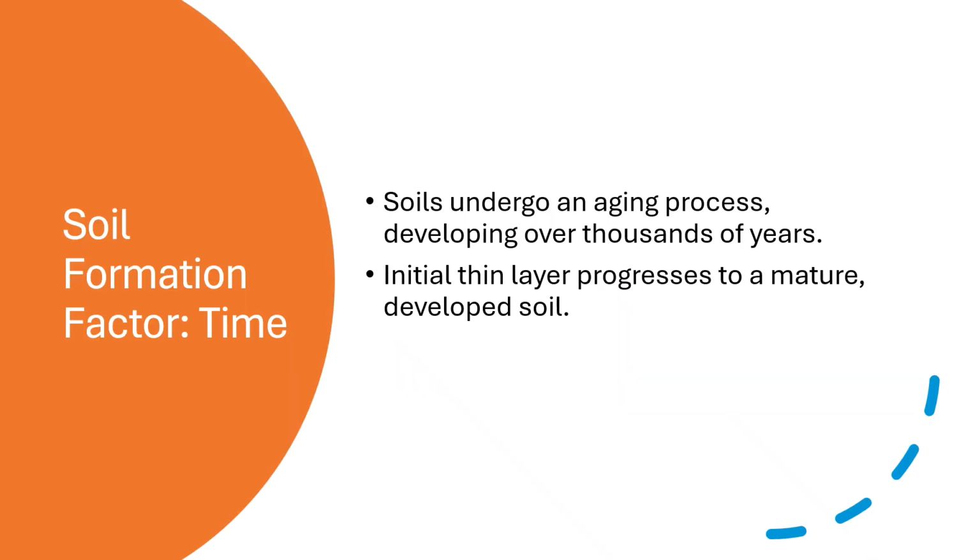Finally, our last factor is time. Soils are dynamic entities. They don't just form and stop. They undergo a continuous aging process. Initially, you might just have a thin layer of young, immature soil appearing on the parent material. But over thousands of years, the soil will slowly continue to age, change, and develop, becoming a more mature and complex soil. This long time scale highlights why soil is considered a very slowly renewable resource.